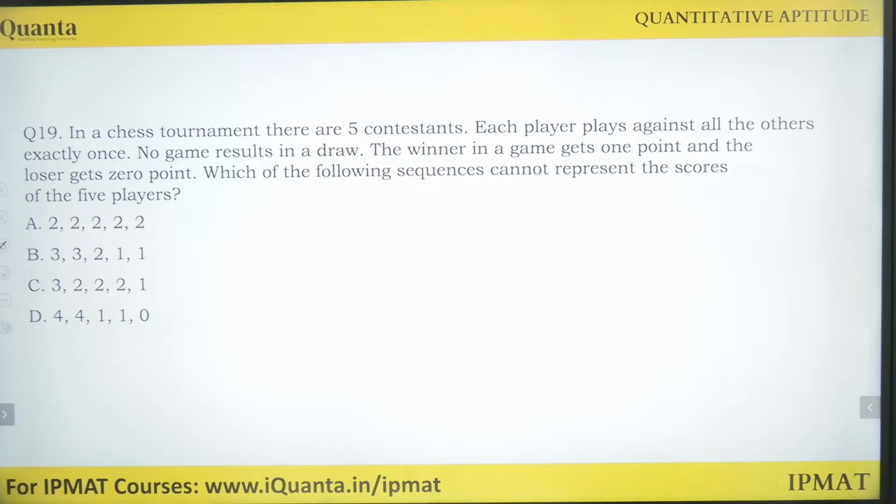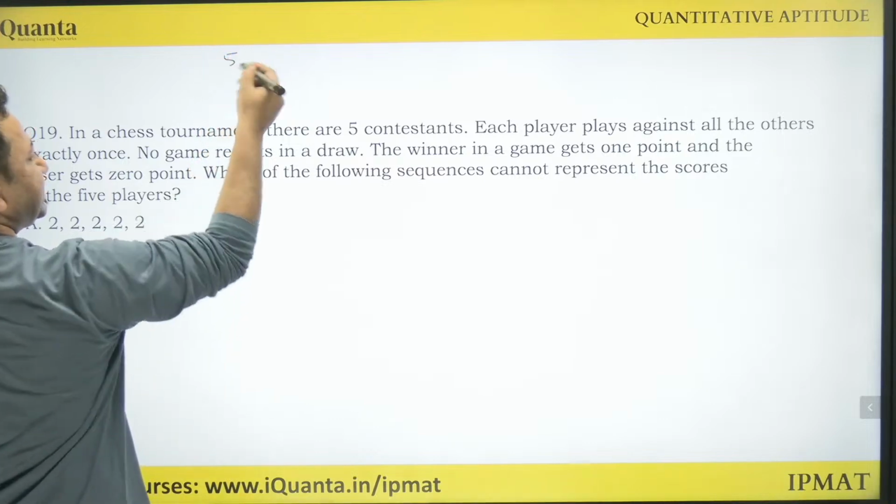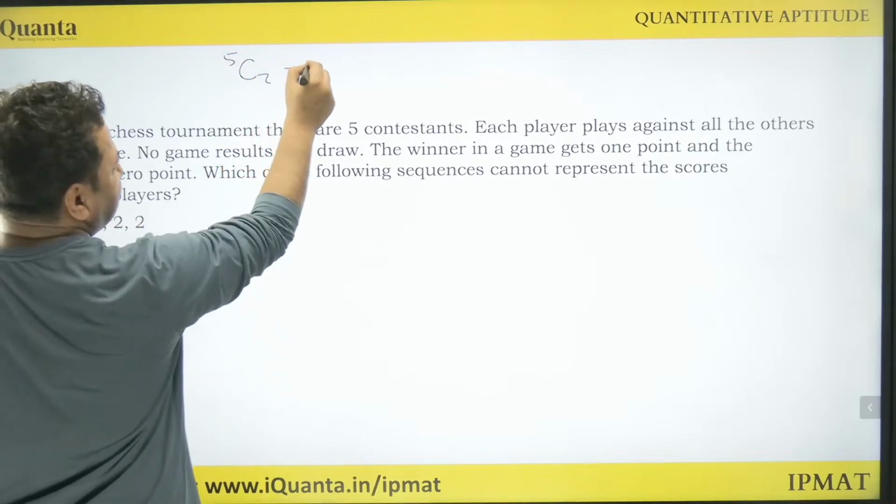By the way, if there are 5 contestants and they are playing against all others exactly once, how many games do they play? It will be 5C2, because with 5 contestants, any 2 will play. Combinations, 5C2 is 10 games they will be playing.